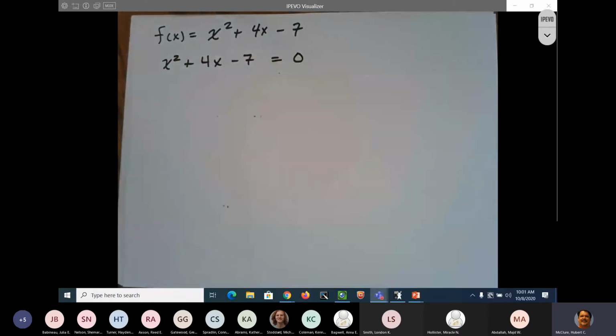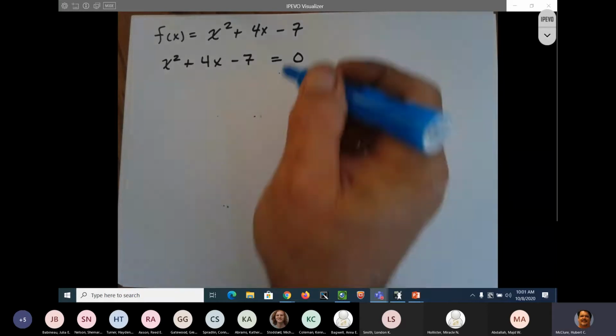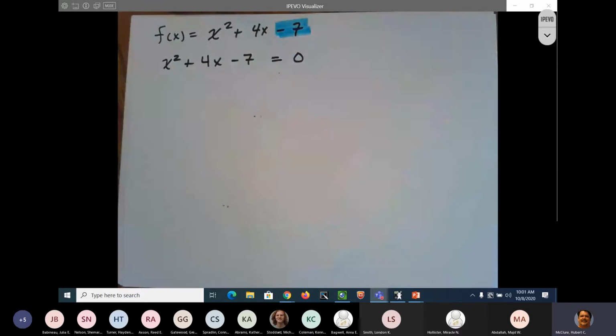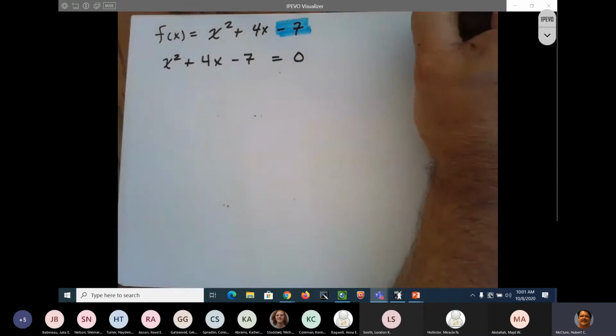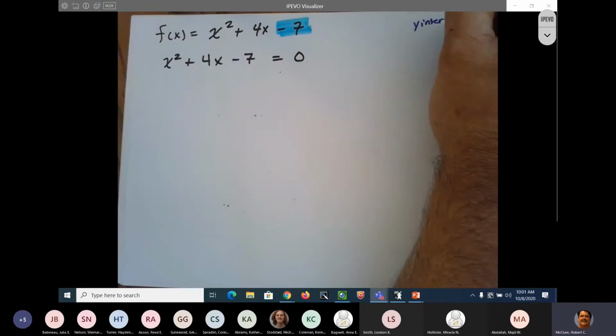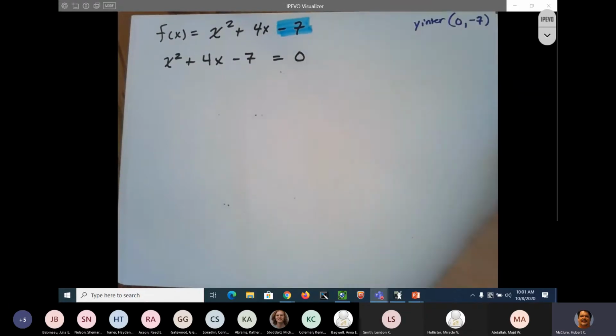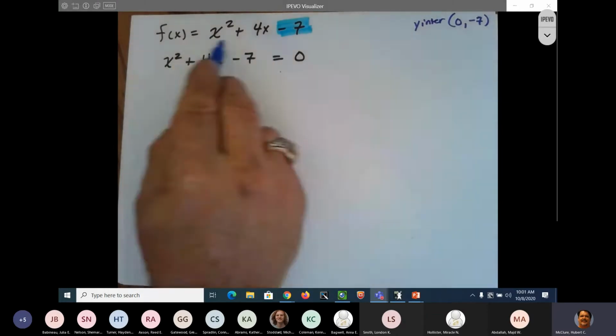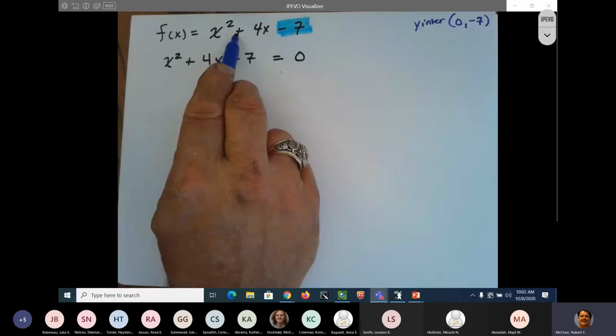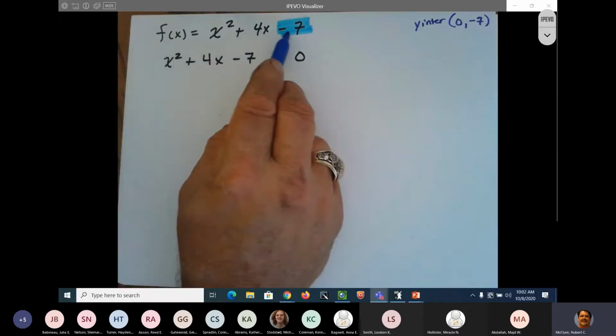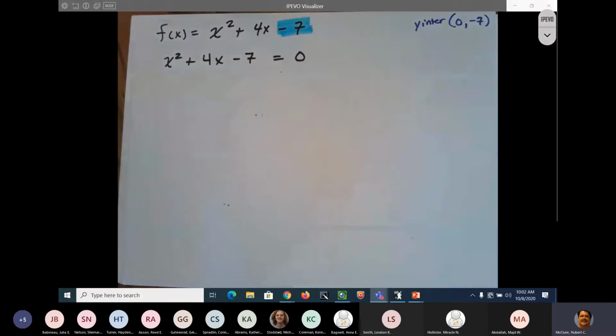Now, we also take our handy-dandy blue highlighter, because I never use it. We're going to highlight that -7 because that's the y-intercept. And we're going to go over here to the side and put y-intercept is 0, -7. You should do that at the beginning of the problem because when it's in this form, if you plug in 0 for x, you get 0 plus 0 minus 7. And that is your y-intercept. So write that down first.